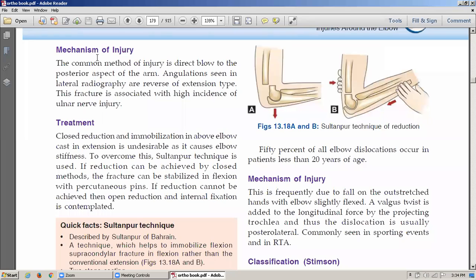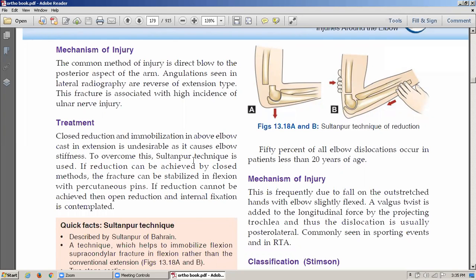So the mechanism of injury shows that the common method of injury is a direct blow to the posterior aspect of the arm. Angulation seen in the lateral radiograph is the reverse of the extension type, and this fracture is associated with a high incidence of ulnar nerve injury. And for treatment, closed reduction and immobilization in an above elbow cast in extension is undesirable, as it causes elbow stiffness. To overcome this, the Sultanpur technique is used.